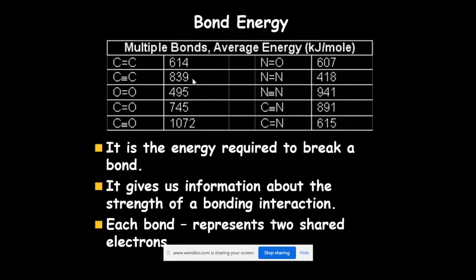That means it's stronger. A carbon double bonded with oxygen is somewhere in between at 745 kilojoules, and a carbon-oxygen triple bond is much stronger at 1072 kilojoules.